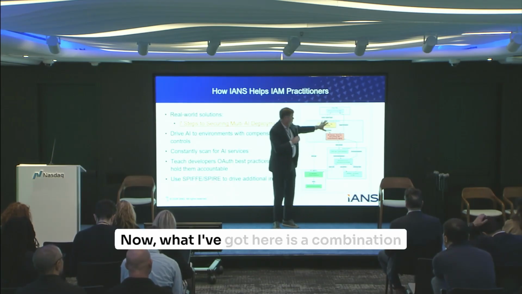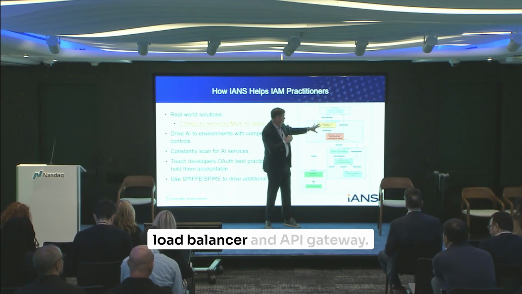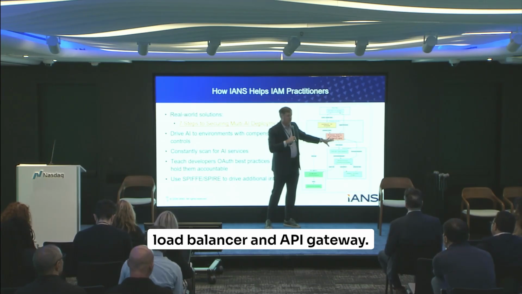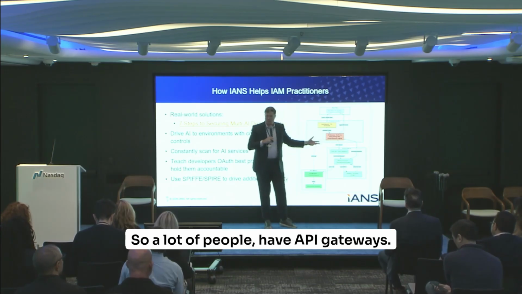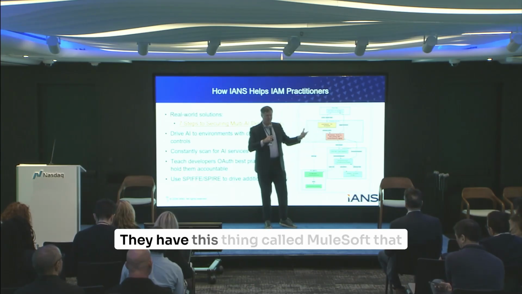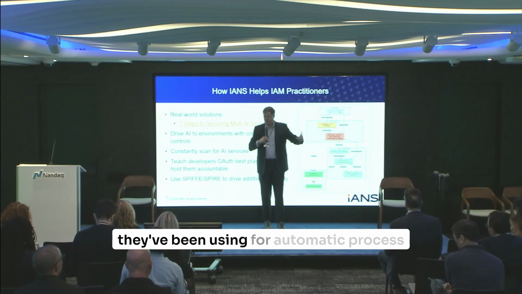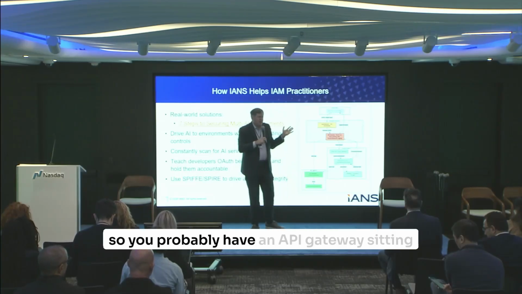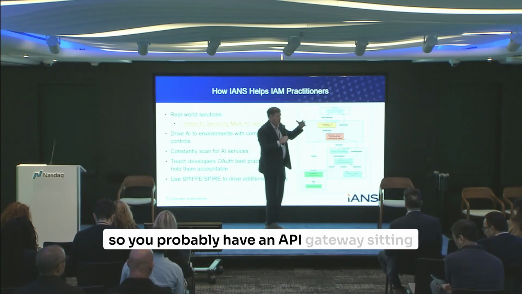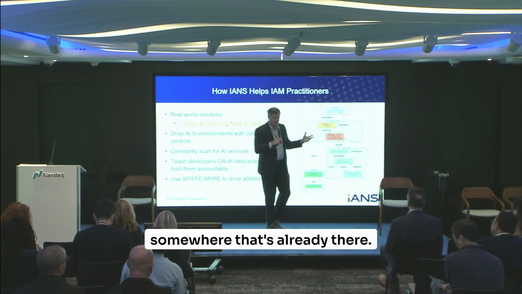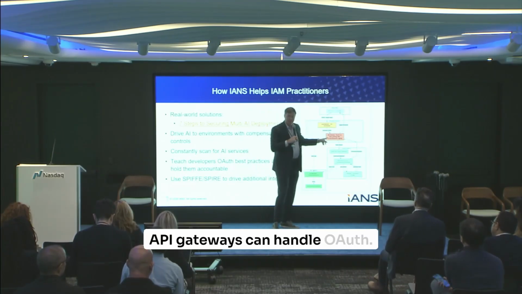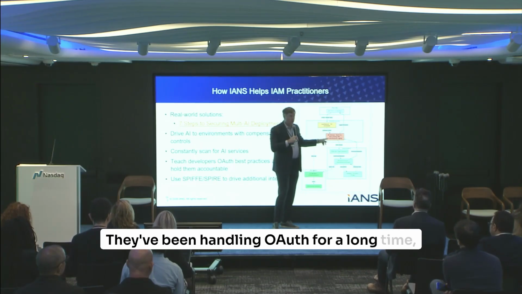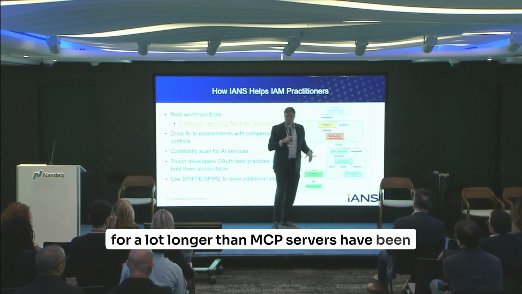Now, what I've got here is a combination load balancer and API gateway. So a lot of people have API gateways. They've been using API gateways a long time. They have this thing called MuleSoft that they've been using for automatic process automation. And so you probably have an API gateway sitting somewhere that's already there. You know what? API gateways can handle OAuth. They've been handling OAuth for a lot longer than MCP servers have been around.